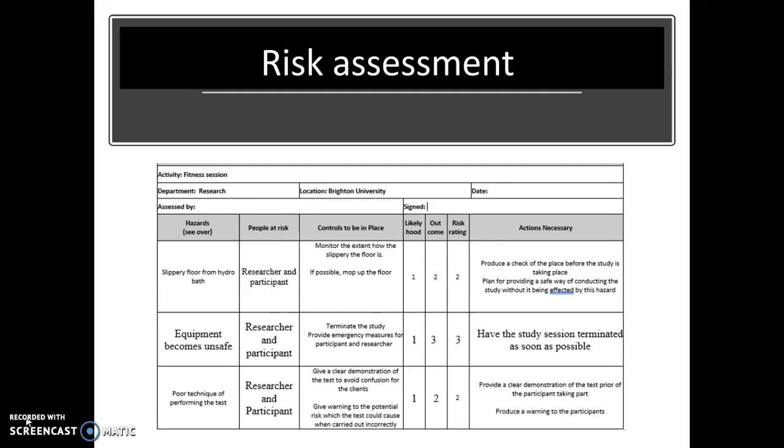This develops a risk rating of 2, which is okay to go ahead, and the actions necessary are to produce a check of the place before the study is taking place, and plan for providing a safe way of conducting the study without it being affected by this hazard.